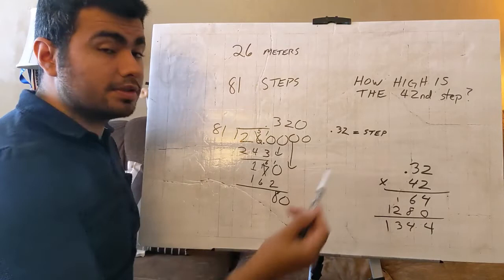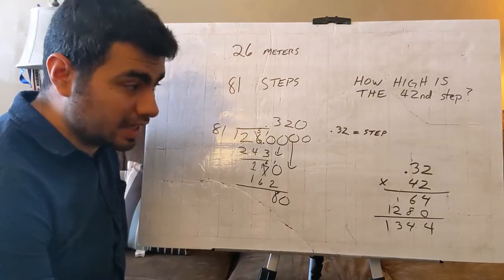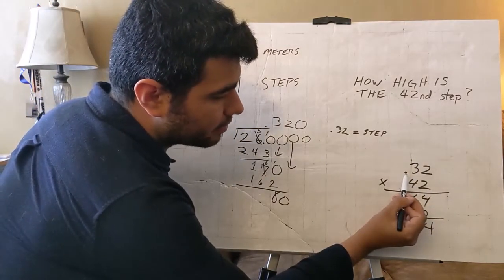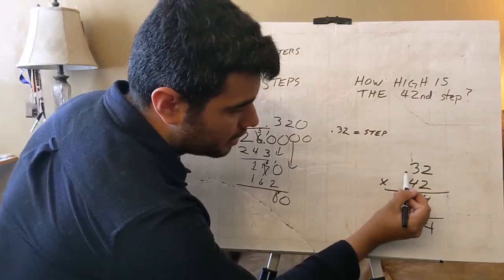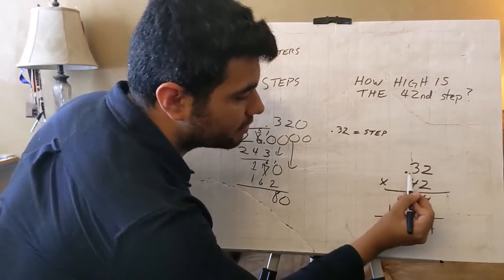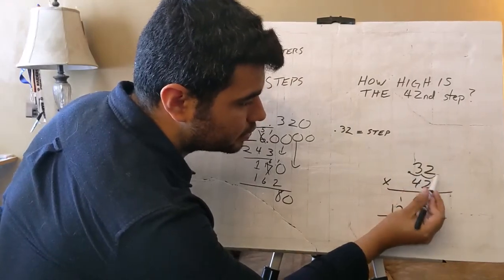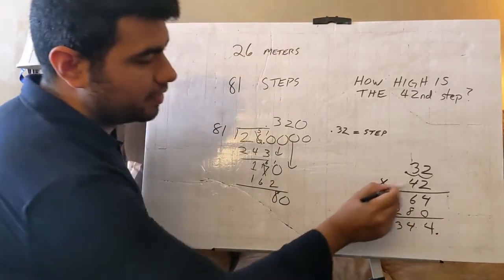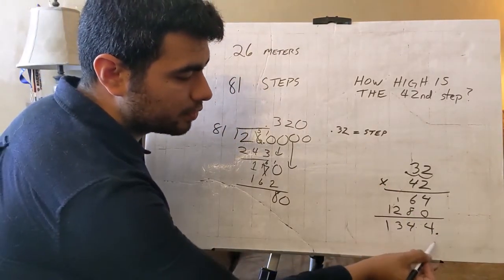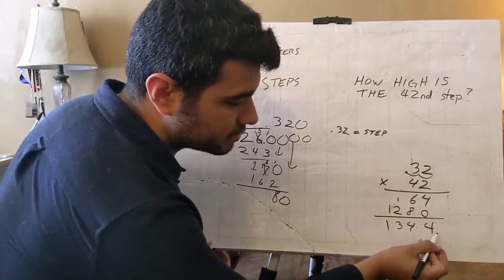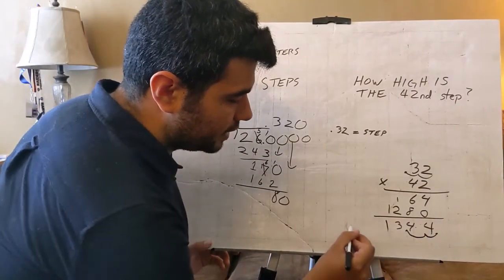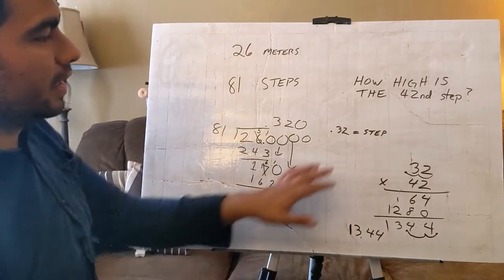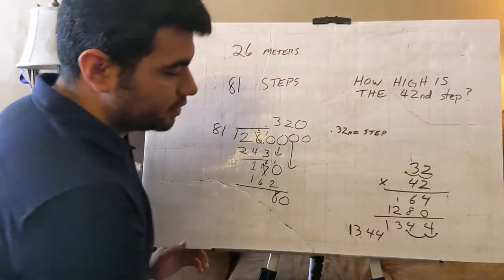Since I multiplied with decimals, there's a rule. I mentioned this a couple times in class, but just as a refresher: however many numbers I have behind my decimal, I count them. I have 1, 2 numbers behind my decimal. So I'm going to move this over 2 places because I had 2 numbers behind my decimal. So this goes 1, 2. My final answer is 13.44. Now, I forgot to put that these were meters.